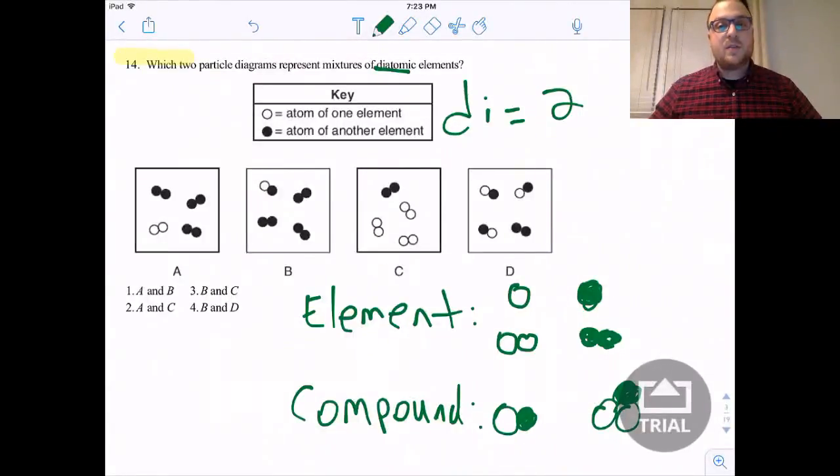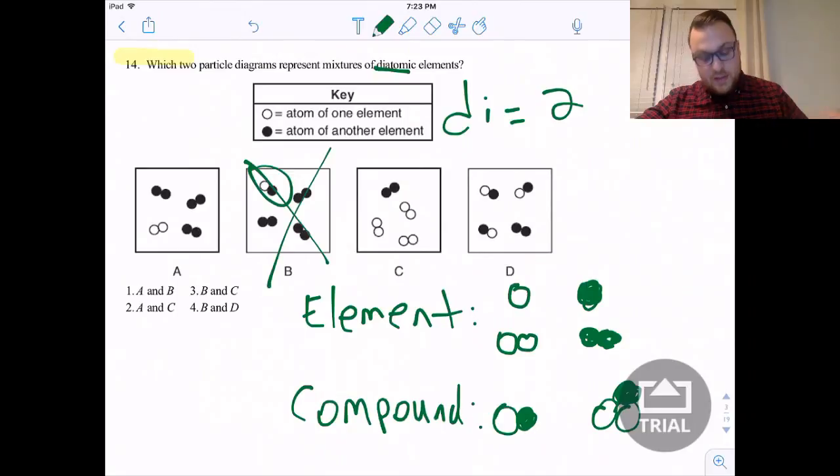So the particle diagram question is asking for a mixture of diatomic elements. So if you see a compound, cross it out. I look at my answers, I see B. Those are 2 different things. That's a compound. That can't be a mixture of diatomic elements because one of them is a compound, which is going to be the same thing with D.